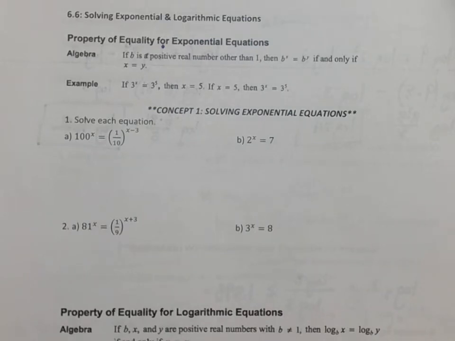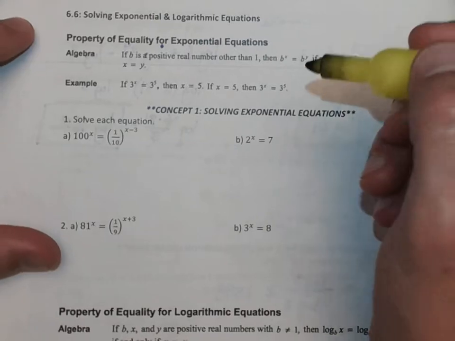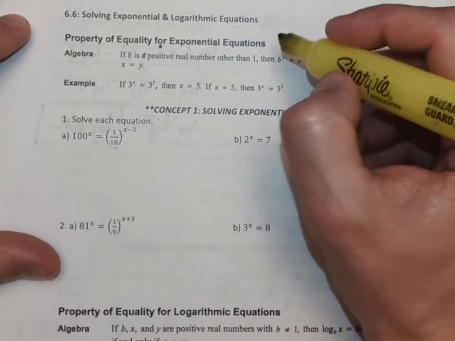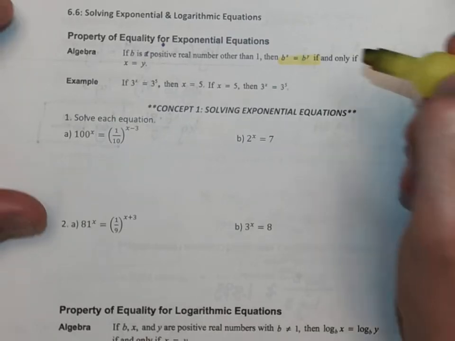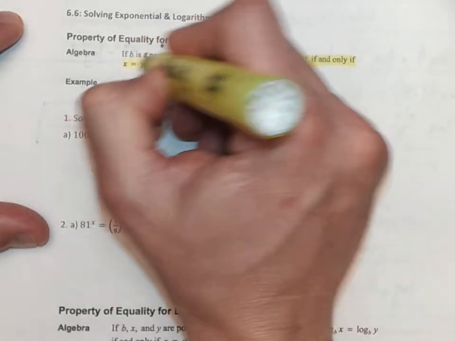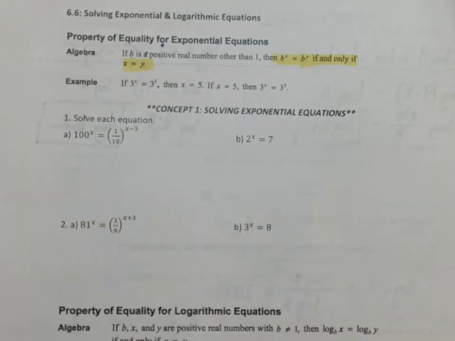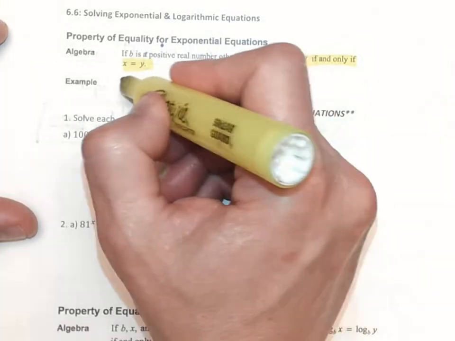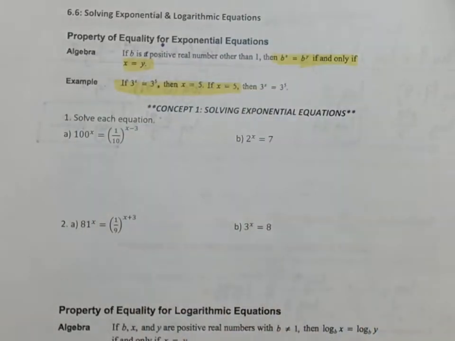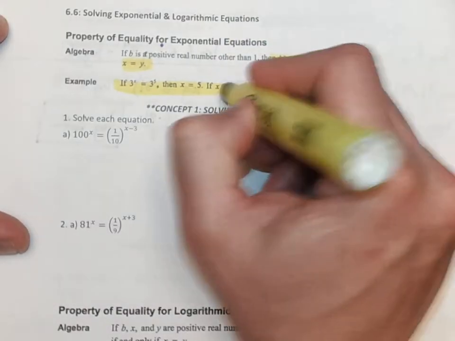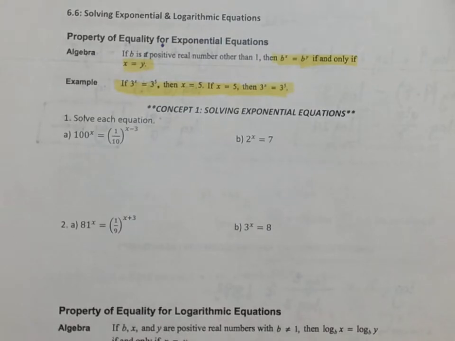Here we go. Properties of equality for exponential equations. Basically, b to the power of x equals b to the power of y if and only if x equals y. So if 3 to the power of x equals 3 to the power of 5, then x equals 5. And if x equals 5, then 3 to the power of x equals 3 to the power of 5. So it works vice versa.